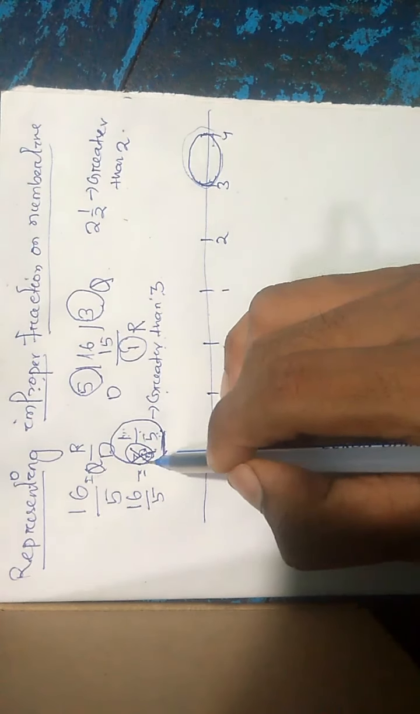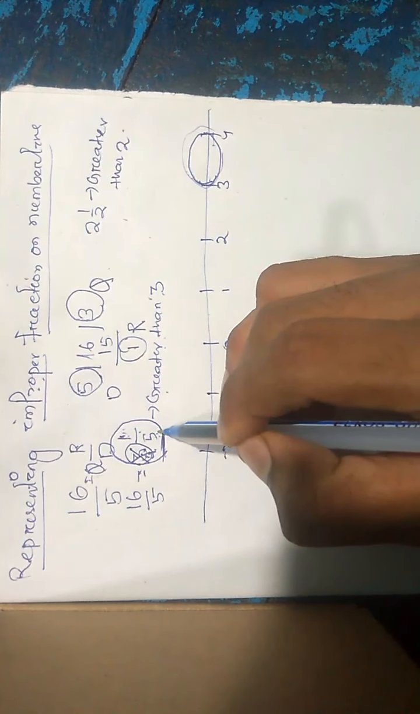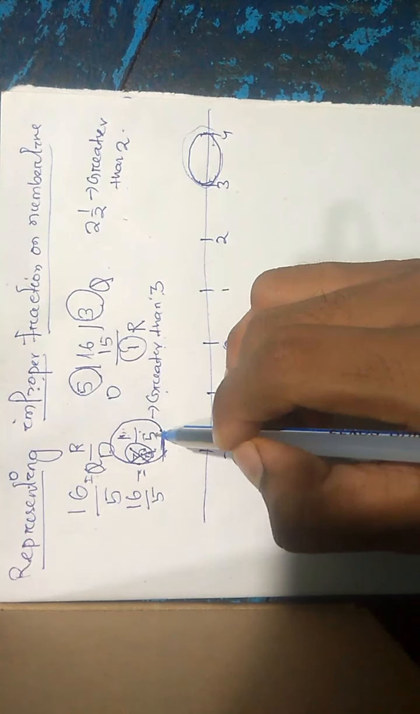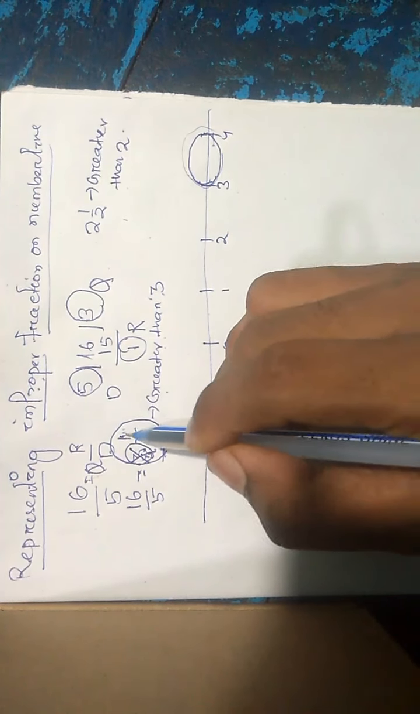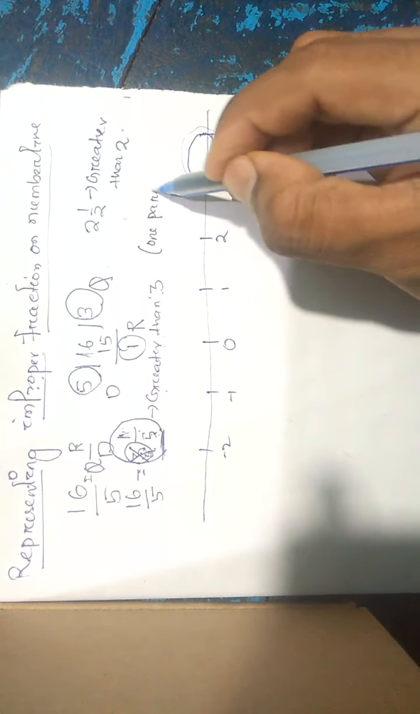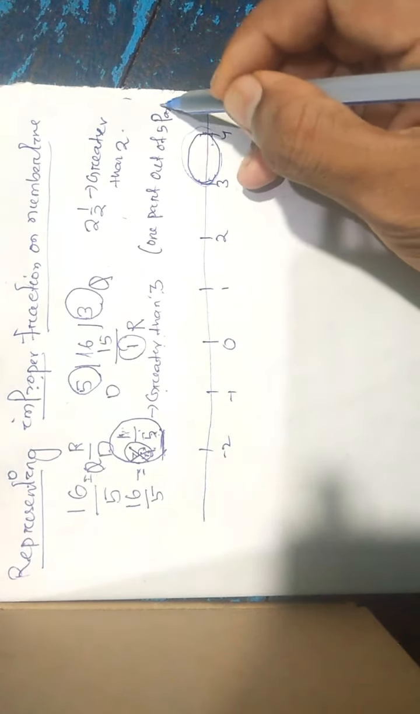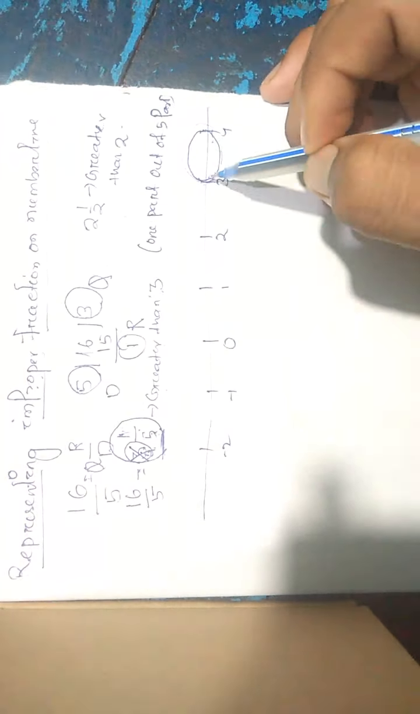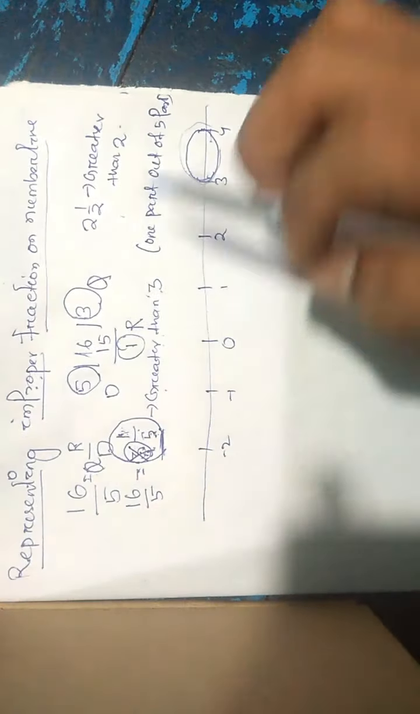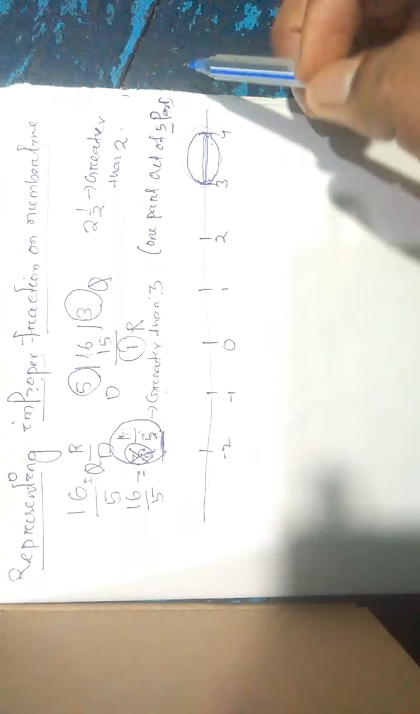This is clear. Now what do we have as the remaining part? The remaining part is 1 by 5. What is the meaning of 1 by 5? The meaning of 1 by 5 is 1 part out of 5 parts. That means first we know that this number will exist in between 3 and 4, and we have to convert this gap into how many parts? Into 5 parts, because we have a total of 5 parts.